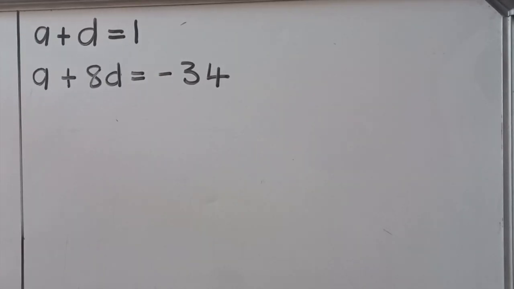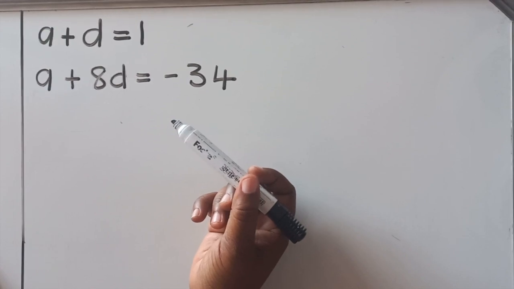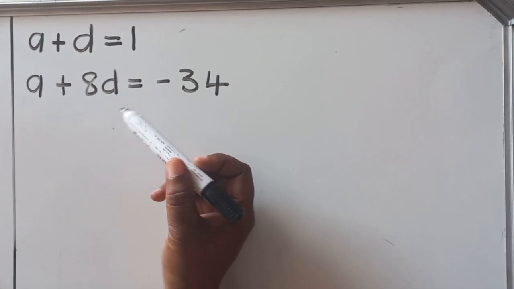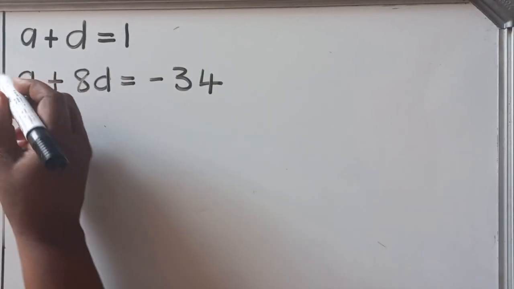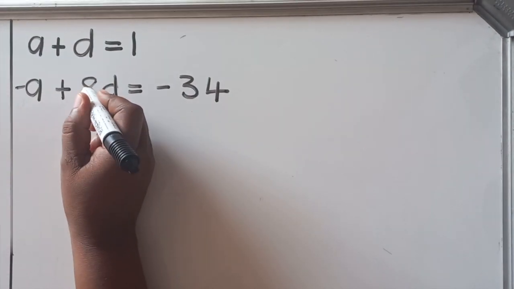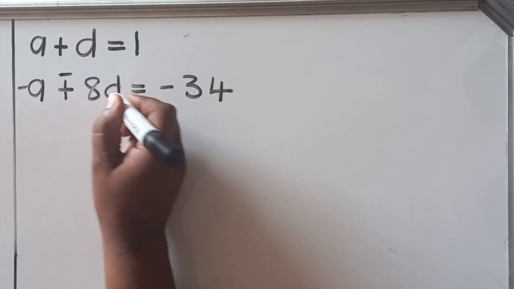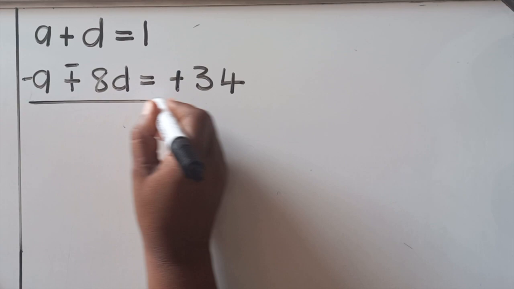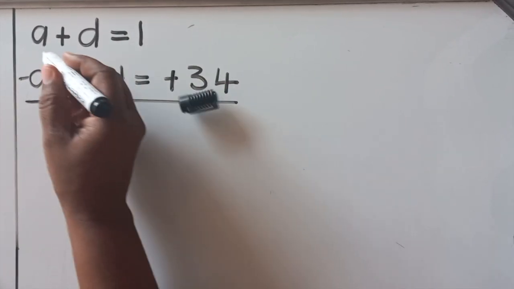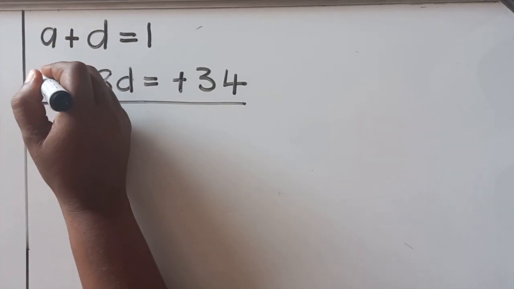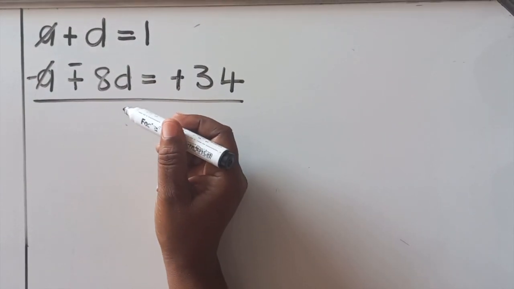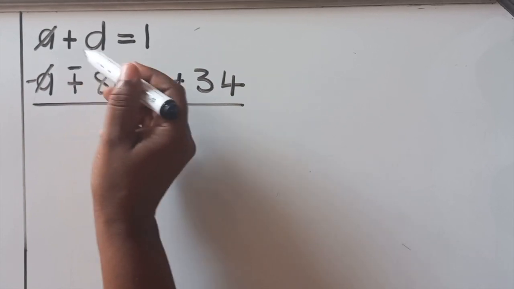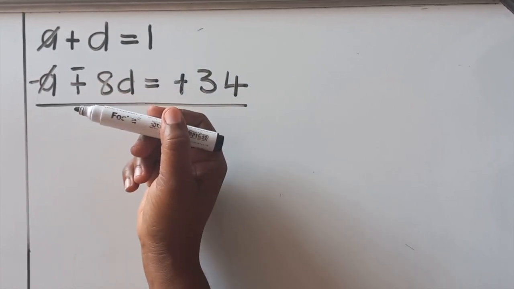With elimination, if you're using that method, you change the sign of each term in one of the equations. So I will change signs in this one. A will be minus A, 8D will be minus 8D, and then 34 will be plus 34. Then you'll add the terms. Your A and minus A will cancel out. That's why it's easier to use elimination with this method, because each equation will have A, so A will always cancel out.